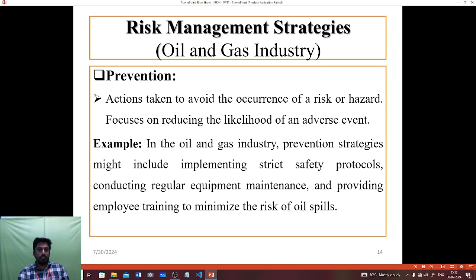So that is prevention. For example, in the oil and gas industry, prevention strategies may include implementing strict safety protocols, conducting regular equipment maintenance and providing employee training to minimize the risk of oil spills.